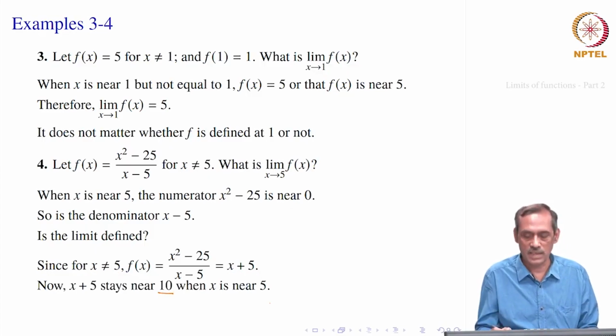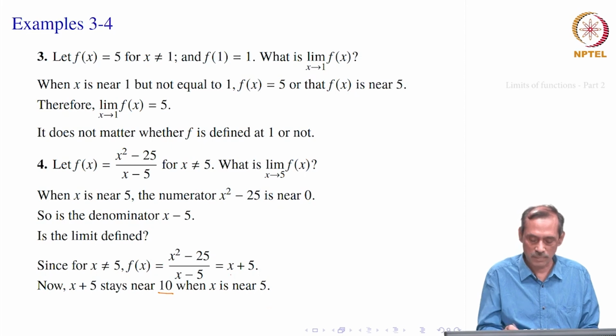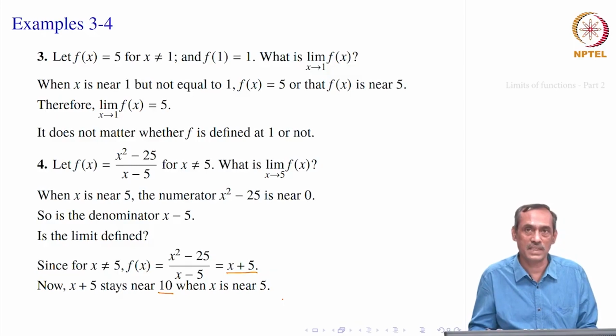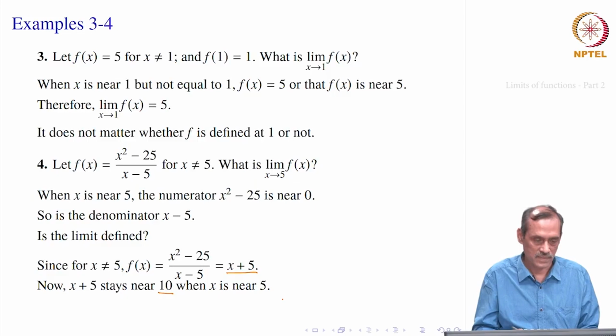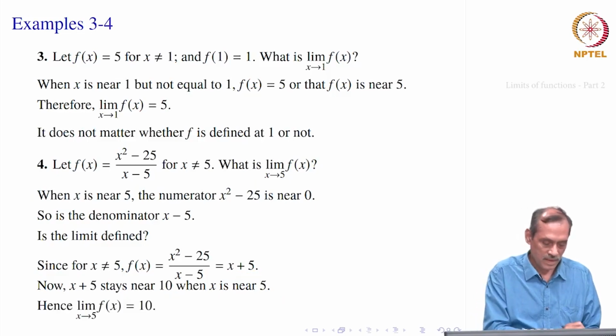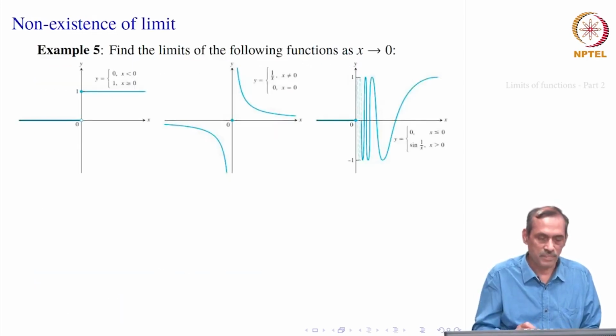And formally again you can try to verify with the same approach, taking delta equal to epsilon as earlier in our first example of x plus 2, the same way it goes here. Okay. Fine. So, limit equal to 10.